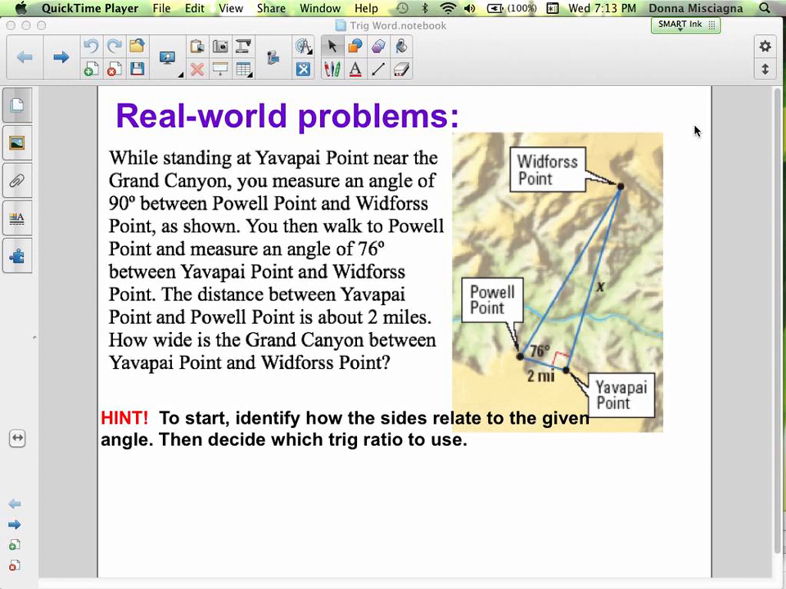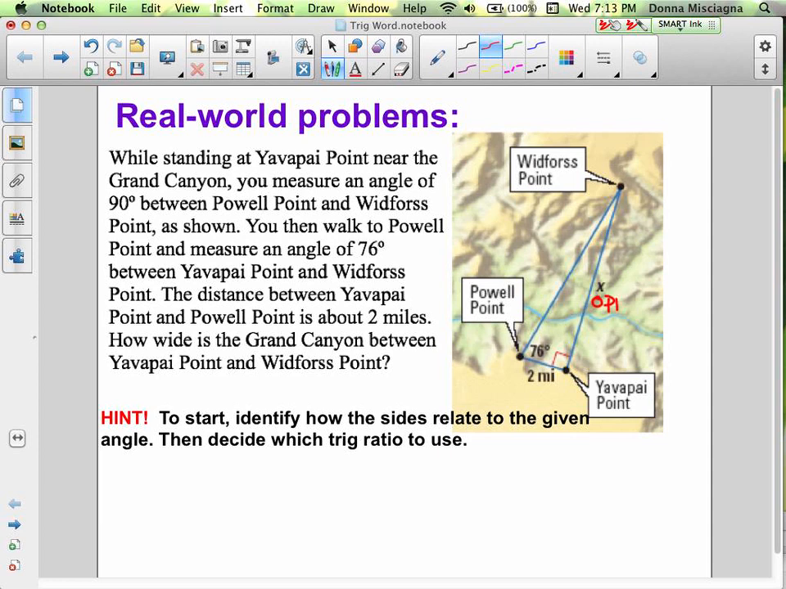Right? So we're given that 76-degree angle there. Across from that angle is our opposite side. Next to that angle is our adjacent side. Opposite and adjacent, that must be tangent. So now if we take tangent 76 degrees, it is equal to the opposite, which is x, over the adjacent, which is 2. Now we'll isolate x by multiplying both sides by 2. So we have 2 times tangent 76 equals x divided by 2, times 2.